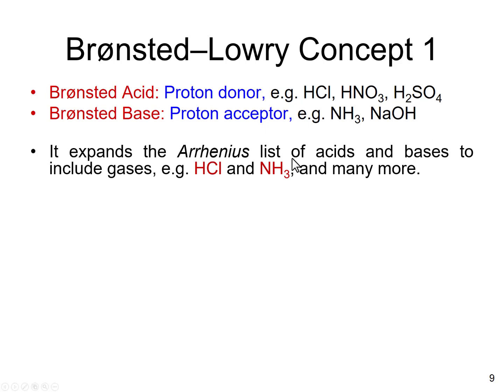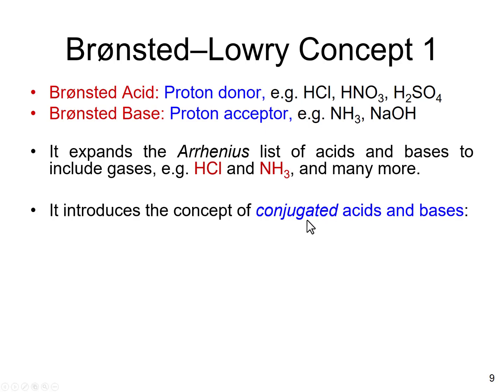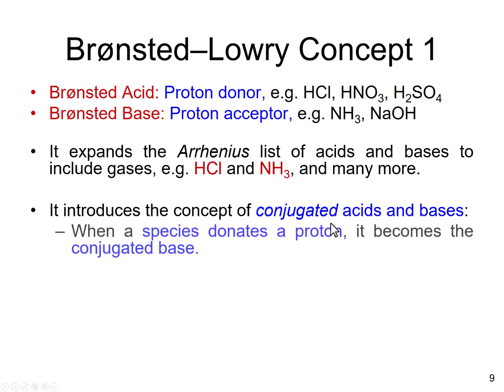So the Brønsted-Lowry concept expands the Arrhenius theory or the list of acids and bases to include gases as well. So you can have a gas HCl molecule that reacts with an ammonia molecule, and you are actually not limited to water as a medium. So this is just an example, and you can apply the kind of definition to many, many more scenarios. It also introduces the concept of conjugate acids and bases, which is when a species donates a proton, it becomes the conjugate base. In other words, an acid after donation of a proton will become a conjugate base.